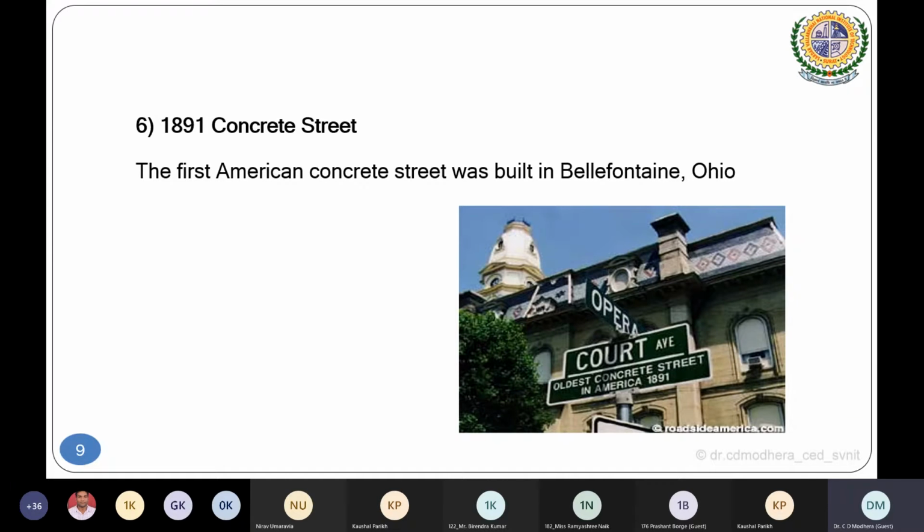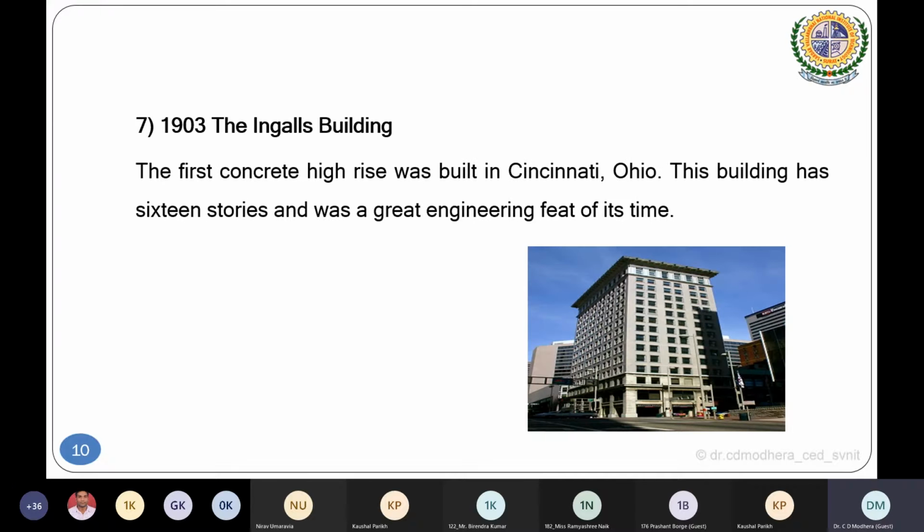1891, concrete street. The first American concrete street was built in Bellefontaine, Ohio. I think this is just for the sake of information. Even the Ingalls Building is there. It was built in 1903, and it was the first concrete high rise. High rise means at least 1, 2, 3, 4, 5, 6, 7, 8, 9, 10, 11, 12, 13, 14, something, around 15 stories. This building has 16 stories, and was a great engineering feat of its time.